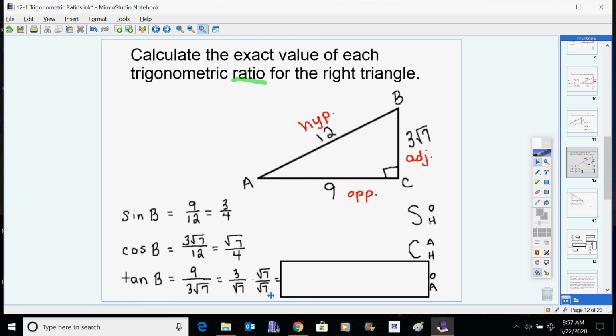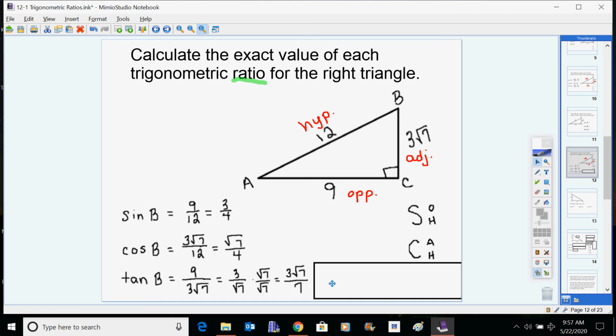Wait, something else changed. What else changed? The other thing that changed is the 9 and 3. They can cancel out. So the 9 and 3 cancel, gives you a 3. We have this nasty square root 7 in the denominator. We need to get rid of it. We multiply by square root 7 over square root 7. The numerator is 3 square root of 7. The denominator is just 7.